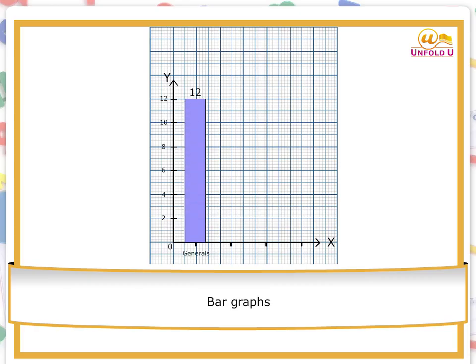Now draw a bar up to height 12 for General. Similarly, bars for OBC, SC and ST are drawn of heights 8, 10 and 2 respectively, by leaving 5 lines of graph paper between two bars. This represents the required bar graph.